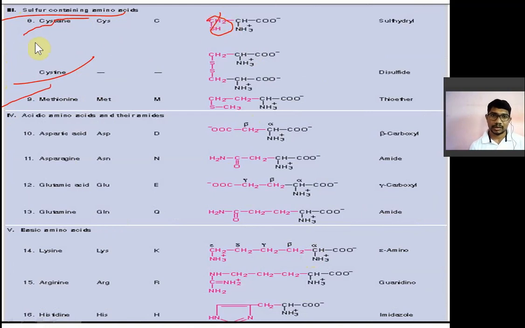Two molecules of cysteine, if they join together by a disulfide bond, you will get cystine.